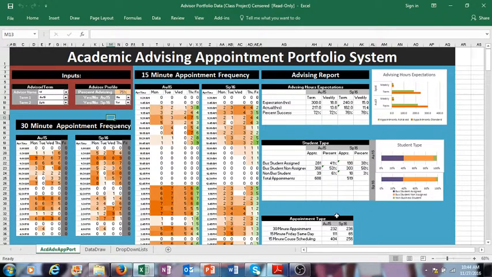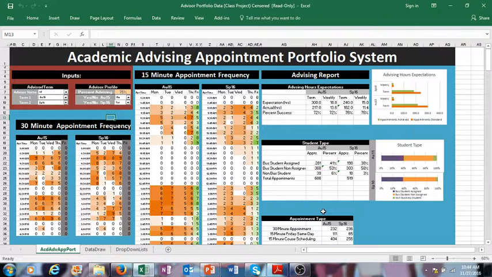Down below is the appointment type section. This tells us what type of appointment they're seeing the most of. So 30-minute appointments, 15-minute Friday same-day appointments, which are the appointments that anyone can meet with an advisor, including non-business students, and 15-minute course scheduling, where students make last-minute appointments to make updates to their course schedule before they schedule classes for the next semester.